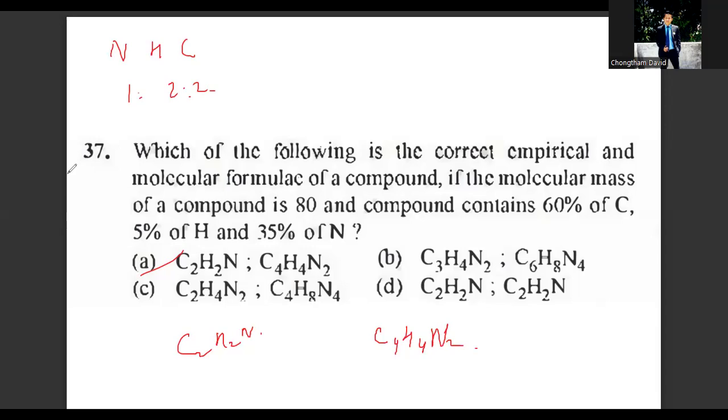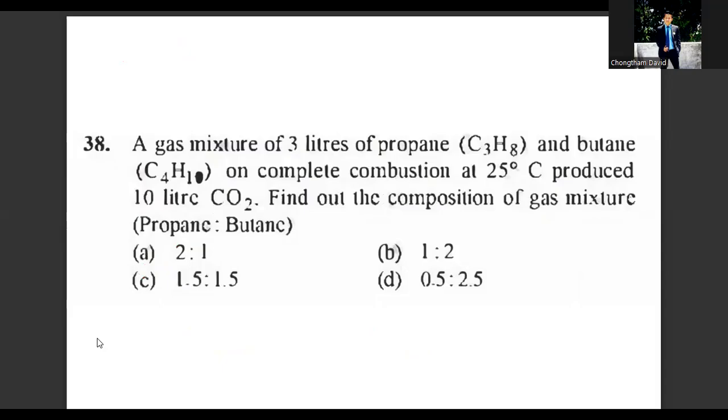Let us also read question number 38. A gas mixture of 3 liters of propane and butane on complete combustion at 25 degrees produces 10 liters of carbon dioxide. Find out the composition of the gas mixture, that is propane to butane. So let us see the way they undergo combustion. First propane, C3H8, plus 5 O2 gives 3 carbon dioxide, and 4 water molecules.